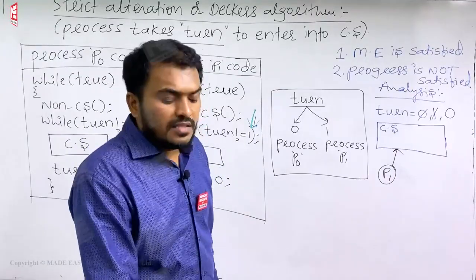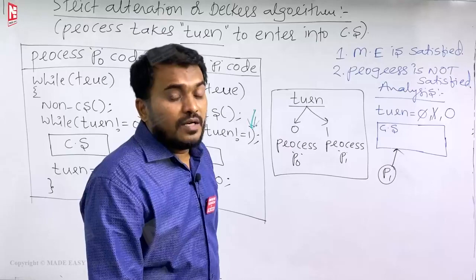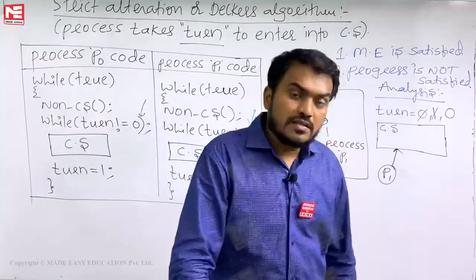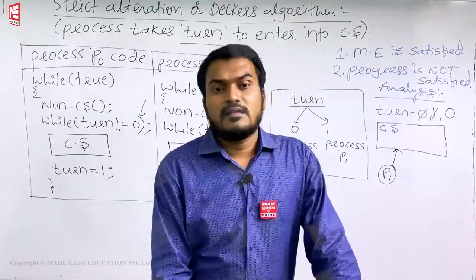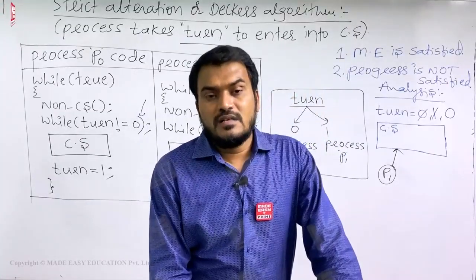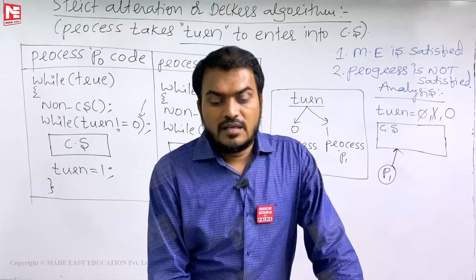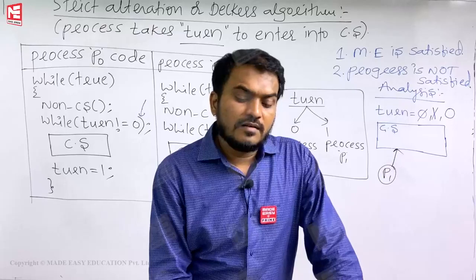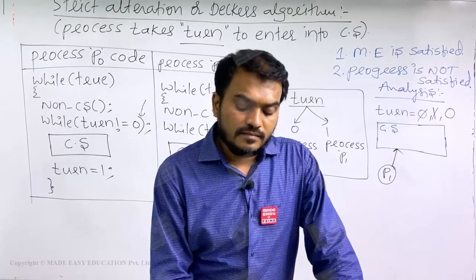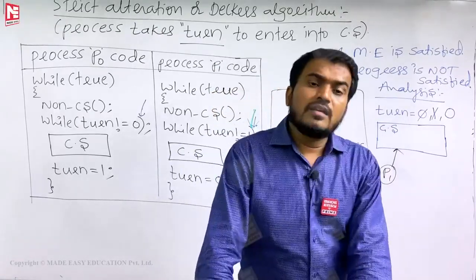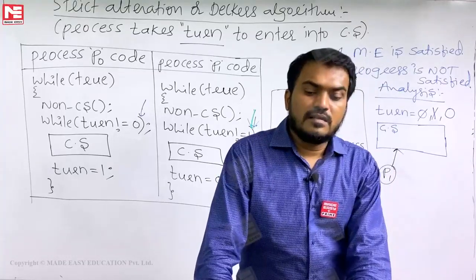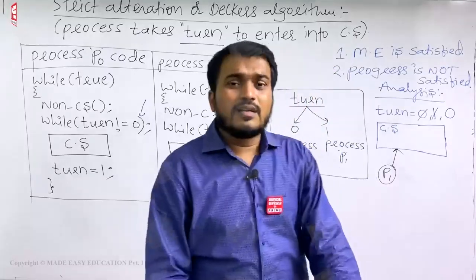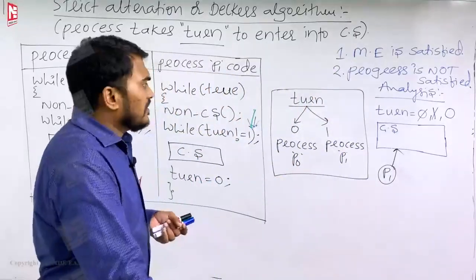We have proved that progress is not satisfied. Hence, the solution is considered to be incorrect. Okay, मतलब wrong solution. Okay, गलत solution है. Progress follow नहीं हो रहा है. So it is a wrong solution.